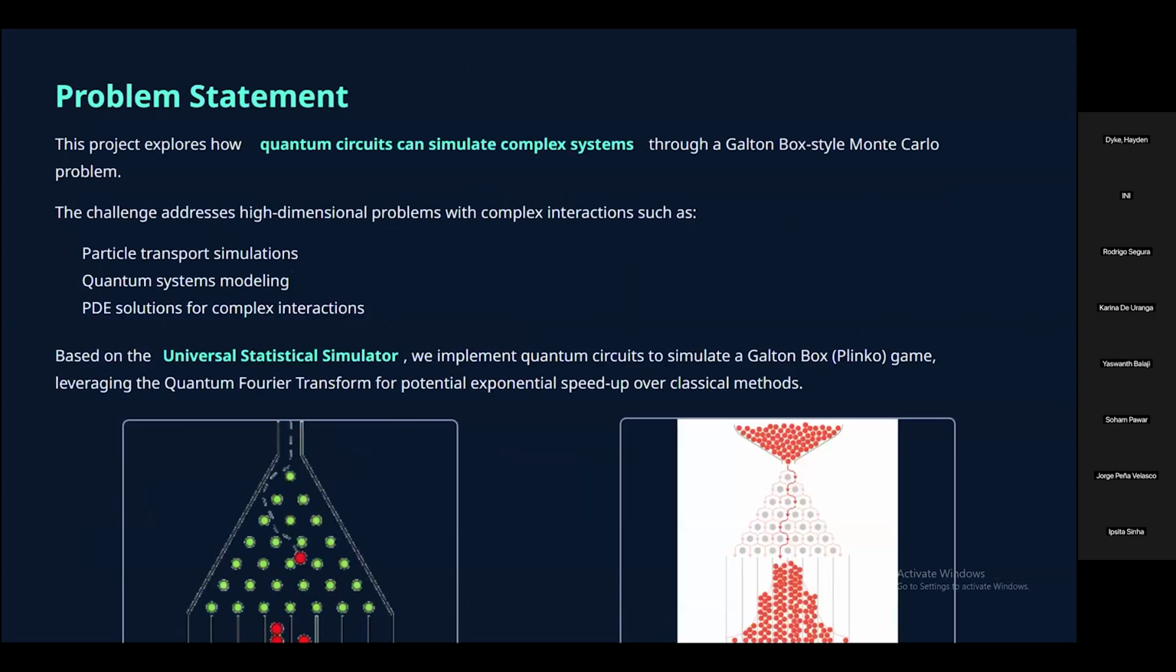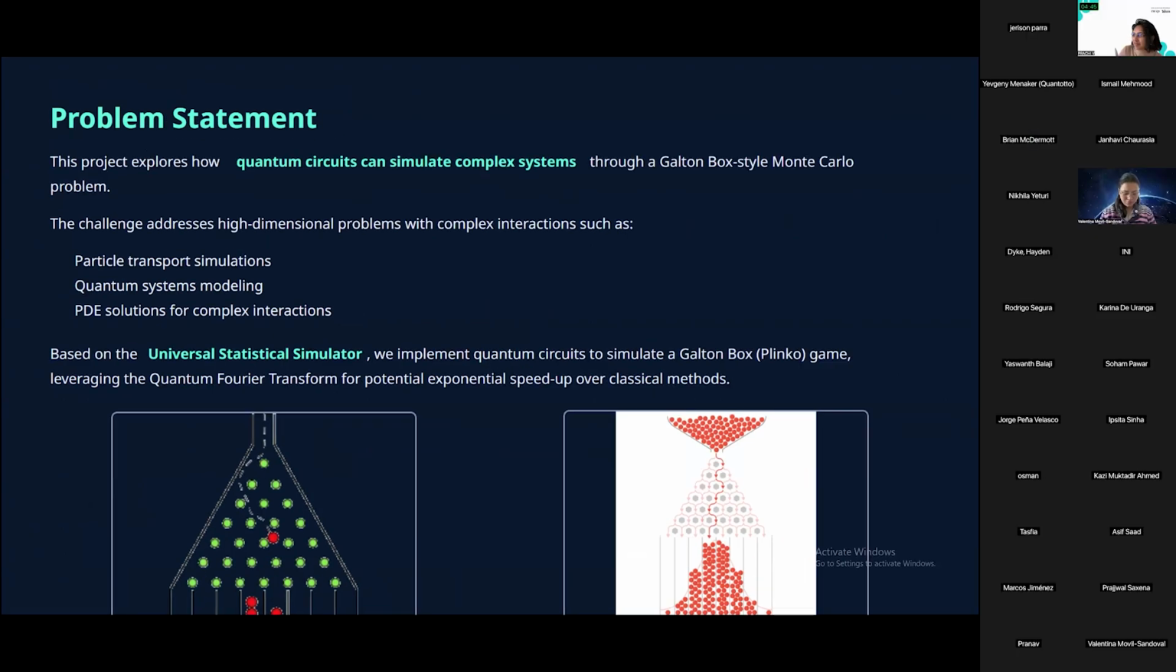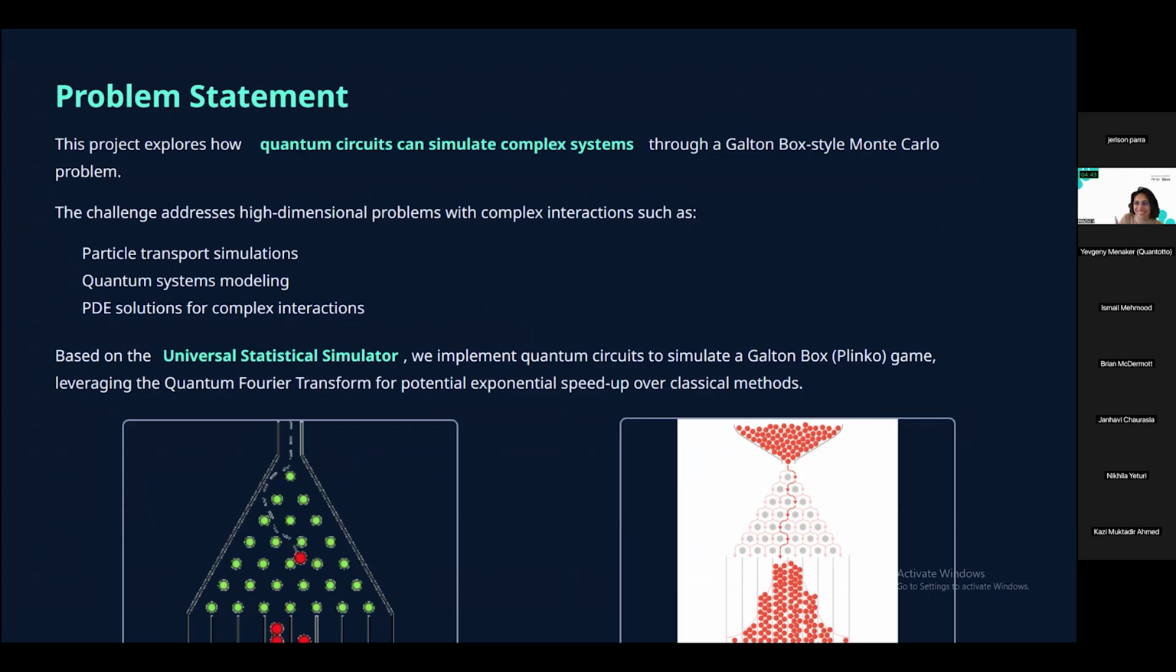So the problem statement for our project was to implement a Galton board-like statistical simulator which simulates the probability distribution for a given number of layers of Galton boards. So we implemented a quantum version of the classical Galton board, or the Plinko game, using quantum walks. Think of the ball as bouncing off pegs, but instead of classical probability, we are using quantum superposition to explore multiple paths simultaneously.